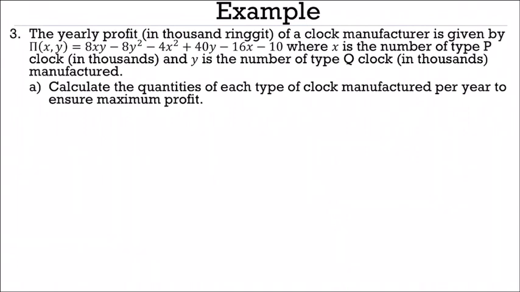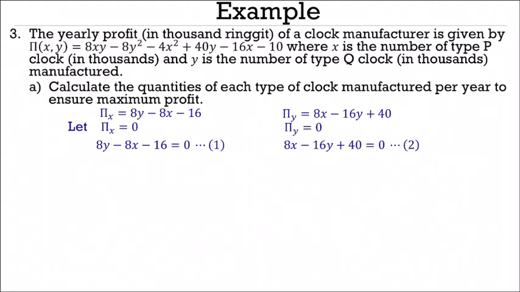Example 3 is the yearly profit in 1,000 ringgit of a clock manufacturer is given by pi(x,y), where x is the number of type P clocks in thousands and y is the number of type Q clocks in thousands. Calculate the quantities of each type of clock manufactured per year to ensure maximum profit. As usual, we will find the first order partial derivative with respect to x and with respect to y. Let both equal to 0, then we will get two equations in terms of x and y.